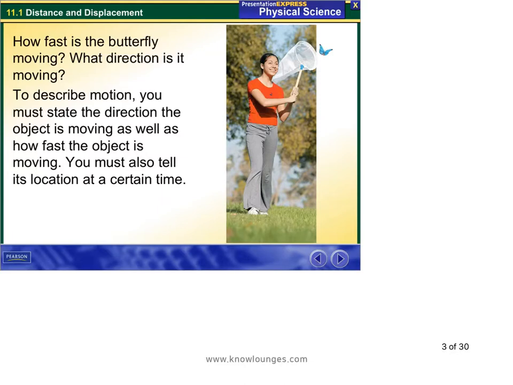Here we have a video of a person trying to catch a butterfly, and questions that could be asked. How fast is the butterfly moving? What direction is it moving? To describe motion, we must state the direction the object is moving as well as how fast the object is moving. You also need to tell the location at a certain time.